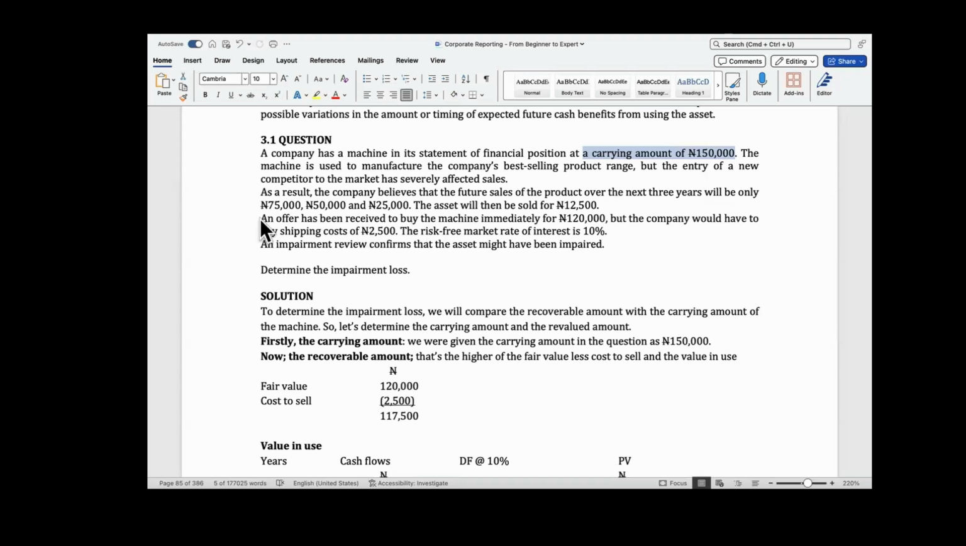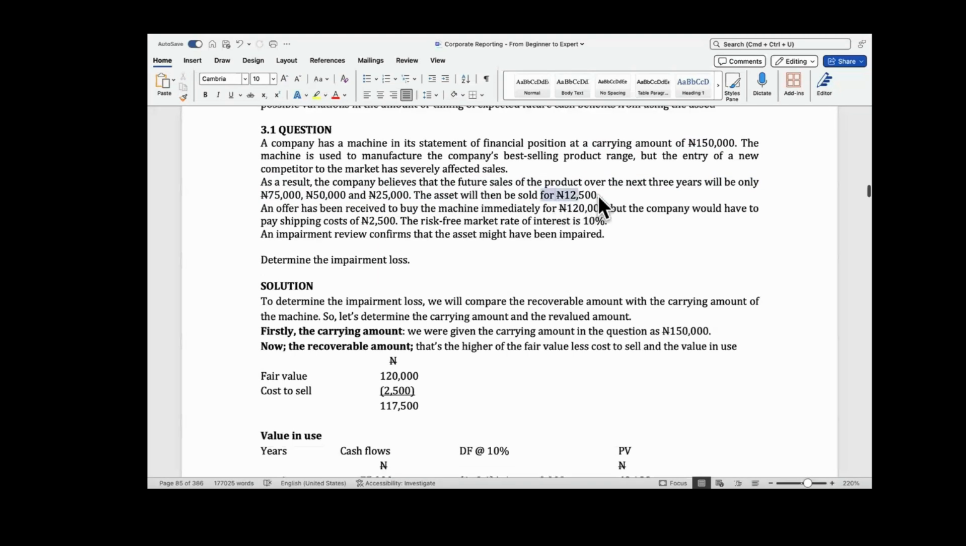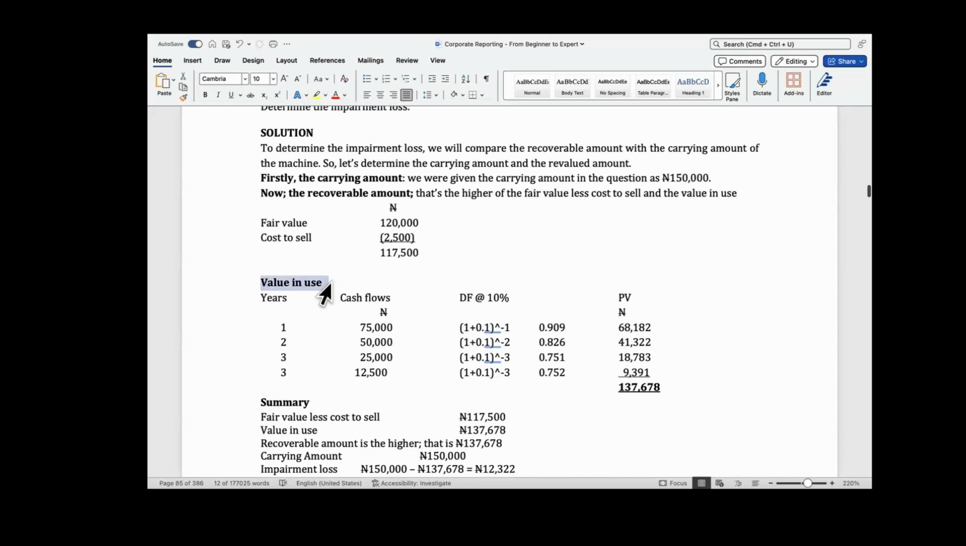So from this paragraph, they told us the future sales of the product, 75, 50, 25, and they will eventually sell the asset at 12,500. You see, this is just telling us how much the company will make from continuing to use this asset. So all these figures will help us in determining value in use. Let me quickly show you how to determine value in use.